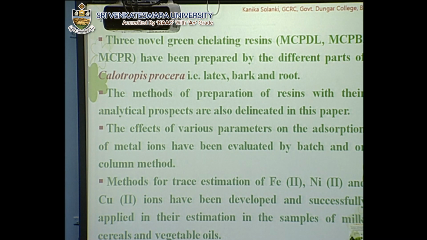Abstract. Three novel chelating resins, that is modified Calotropis procera dry latex, modified Calotropis procera bark, and modified Calotropis procera root, have been prepared from the different parts of the Calotropis procera, that is latex, bark, and root. The method of preparation of resins and their analytical prospects are also delineated in my research work. The effects of various parameters on the absorption of metal ions have been evaluated by batch and column method. The method of trace estimation of ferrous, nickel, and copper has been developed and successfully applied in their estimation in the samples of milk, cereals, and vegetable oil.